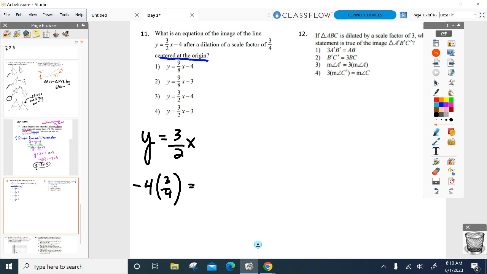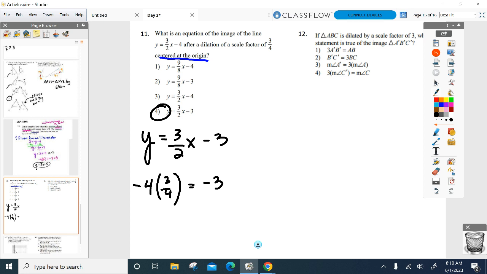So the new y-intercept, -1, not -1, geez, if I could do this correctly, maybe. How about -3? Better? Choice 4. These little facts here. Dilated lines remain parallel. If it's centered at the origin, we can multiply by the scale factor.